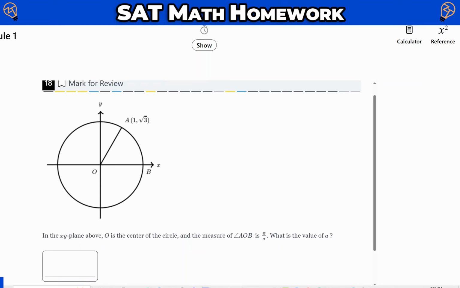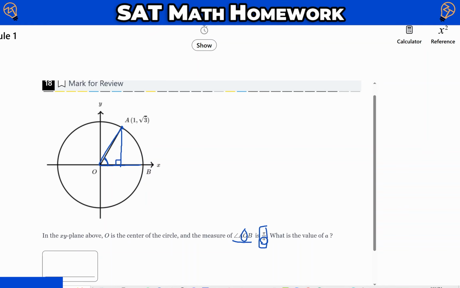The goal of this question is essentially to figure out what this denominator is for the angle AOB. So here's A, O, B. That second letter is always the vertex. So we're trying to figure out what this measure is, specifically in radians, because there's a pi in it. Now, what we're going to do is drop down this segment here, making this a right triangle.